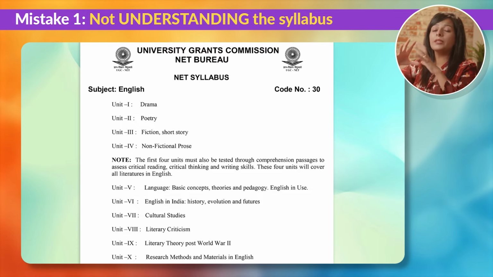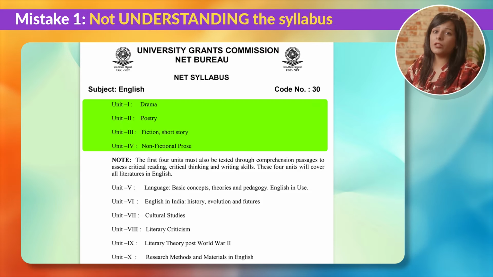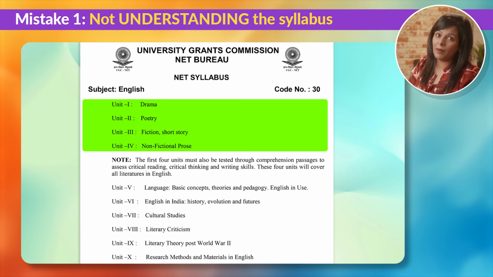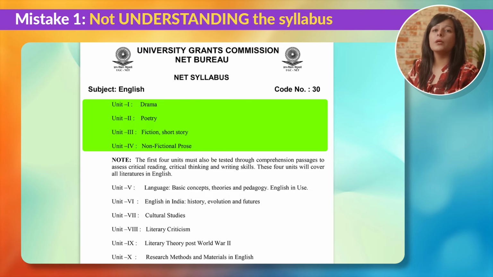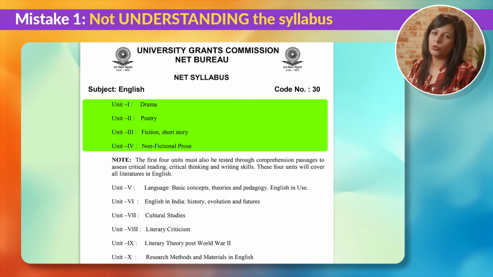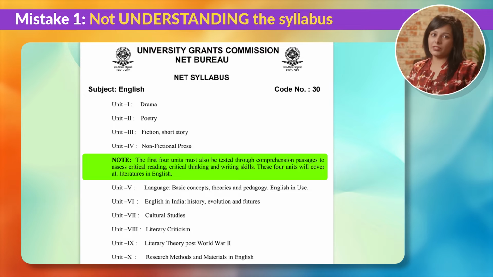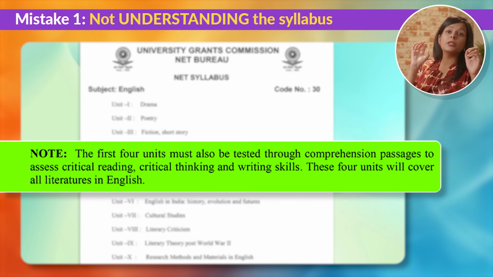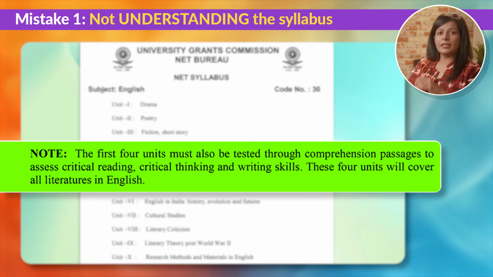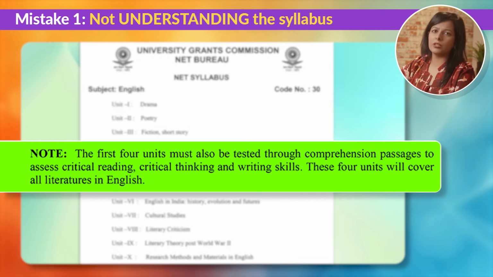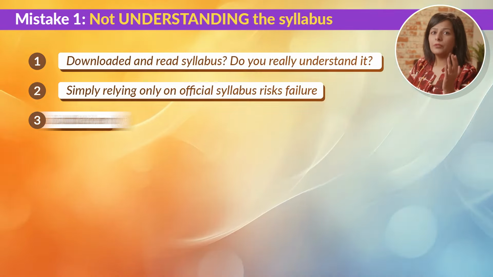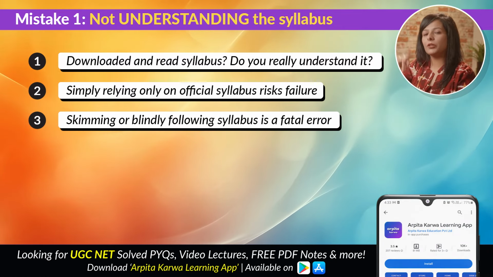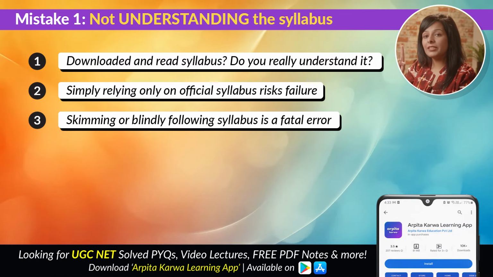But let's look at what the syllabus actually says. Look at units 1 to 4. Drama, poetry, fiction, short story and non-fictional prose. Read carefully what it says. These 4 units will cover all literatures in English. So this means it could be anything written or translated into English. It's all fair game. So, just skimming the syllabus or following it blindly is a fatal error.